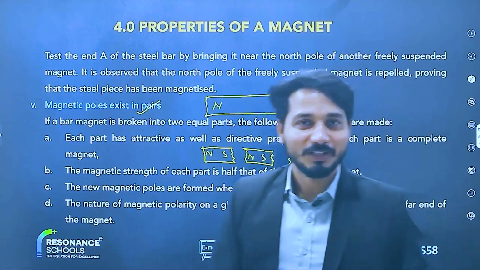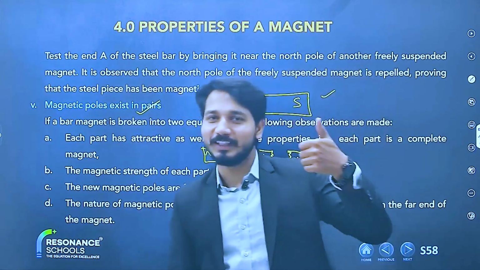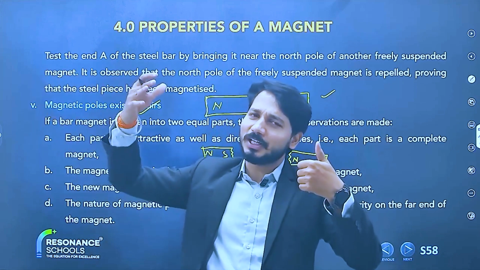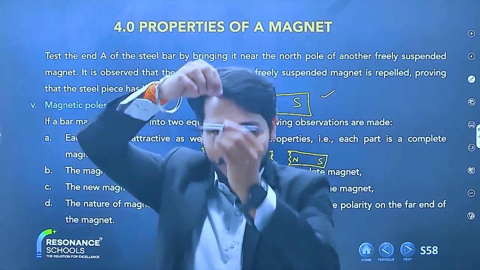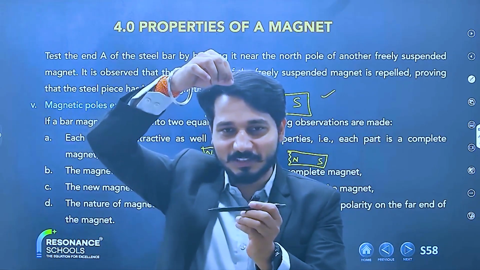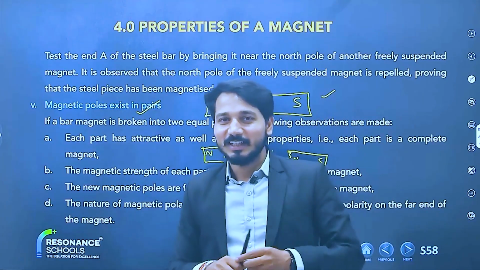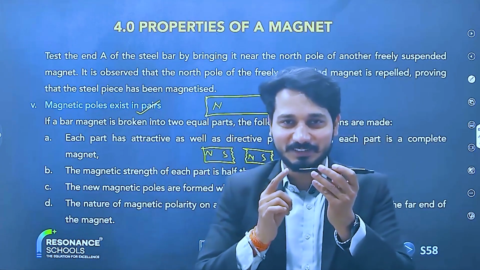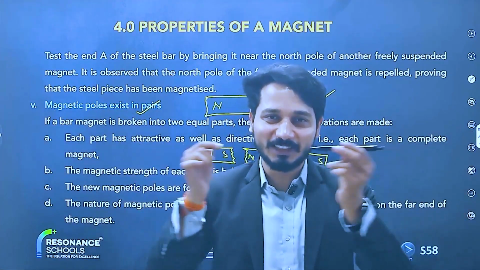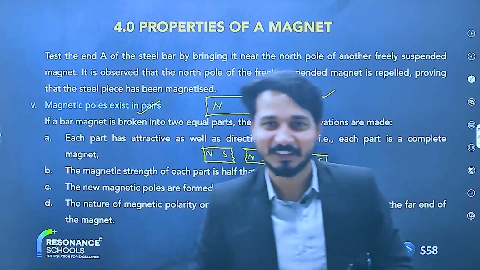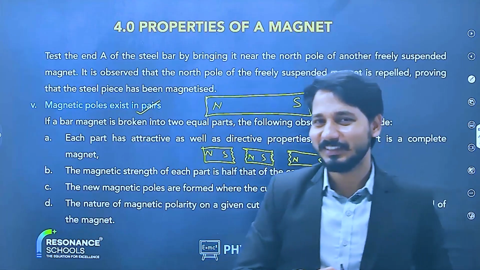So we have completed 5 properties of a magnet. First, a magnet attracts all magnetic material towards itself. Second, when a magnet is suspended freely, it rests in the north and south direction only. Third, like poles of a magnet repel each other and unlike poles attract each other. Clear? Fourth property. What was the fourth property? Do you remember? Yes, sir.